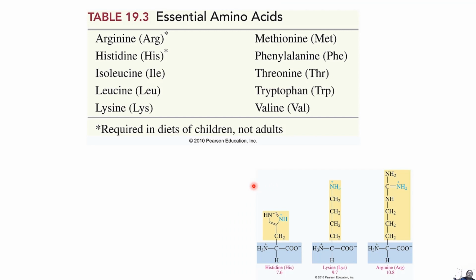Now, what are essential amino acids? Essential amino acids are amino acids that are not produced by the body. That is why they are essential in your diet, because they are needed by the body, but the body does not produce them. So you need to have them in some way or the other. That is what we call essential amino acids.